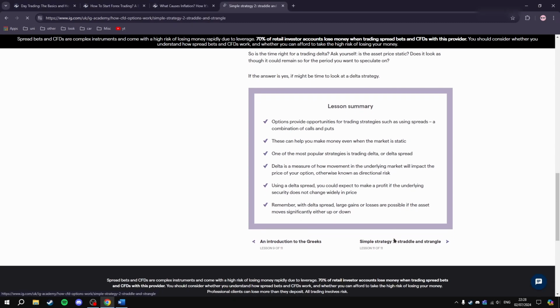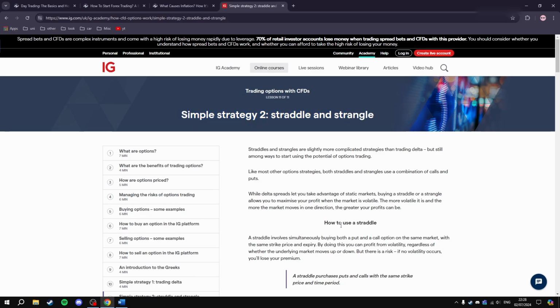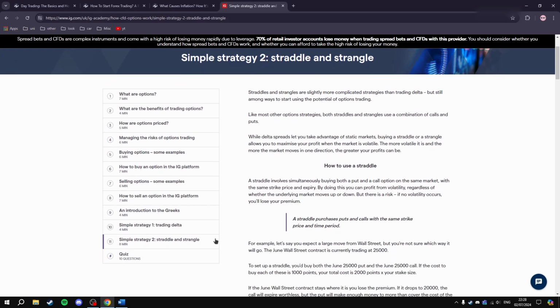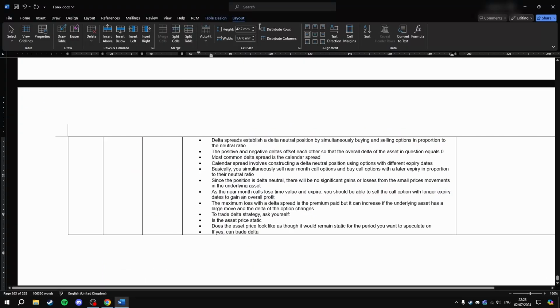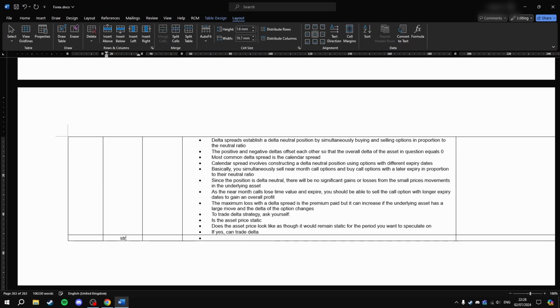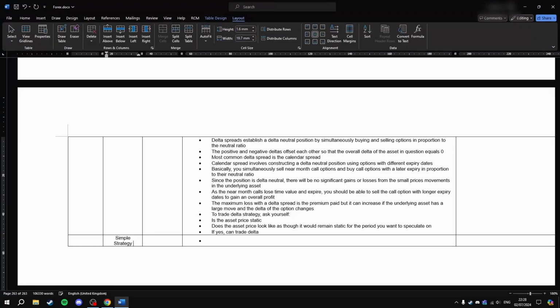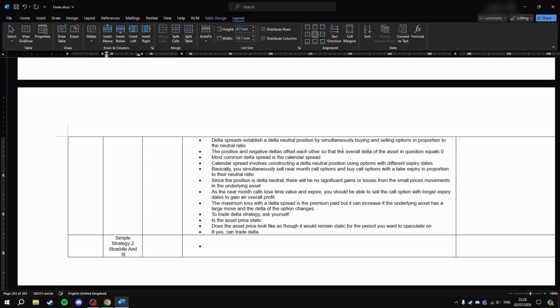Yep, nice. Simple strategy 2, straddle and strangle. Interesting name.